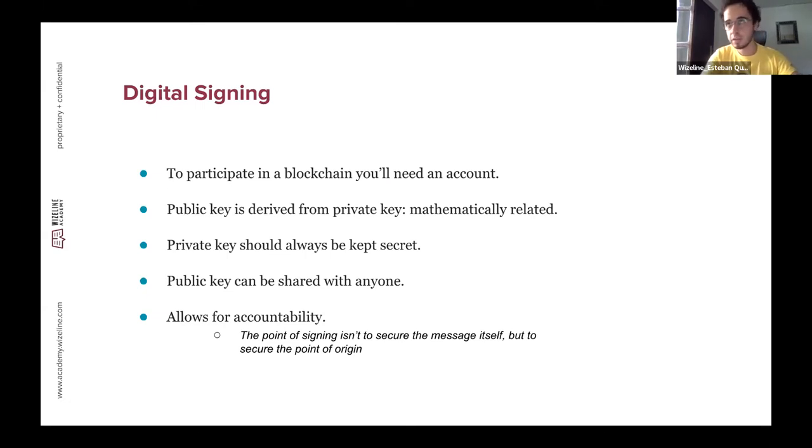So for example, transported to the bank, you could share your account number or the numbers of your card, so you can ask for a transaction of money, right? And the private key should always be kept secret. So for example, the three numbers in the back or the date of your card. And this allows for accountability. The point in blockchain is not to secure or encrypt the message itself. It is to secure the point of origin. So for example, to ensure that the transactions are sent by you and no one else. So that's why you shouldn't share your private key, because if someone else has your private key, they could send transactions in your name.